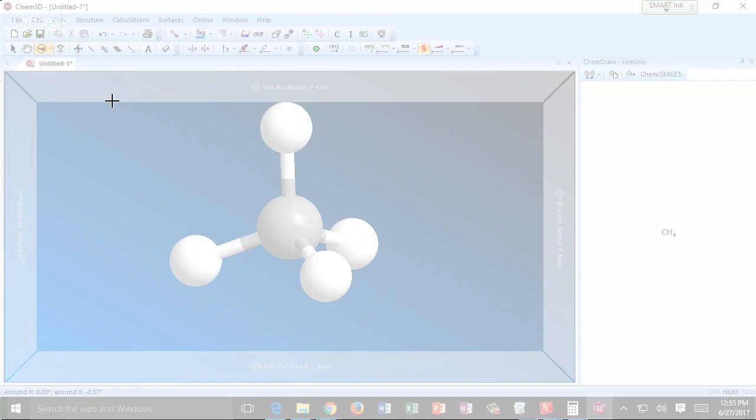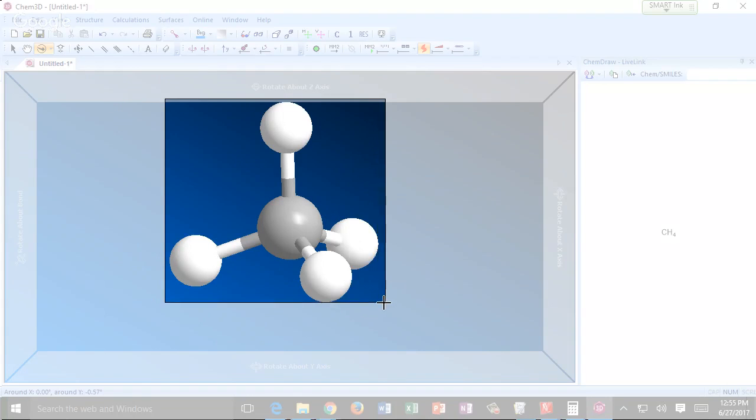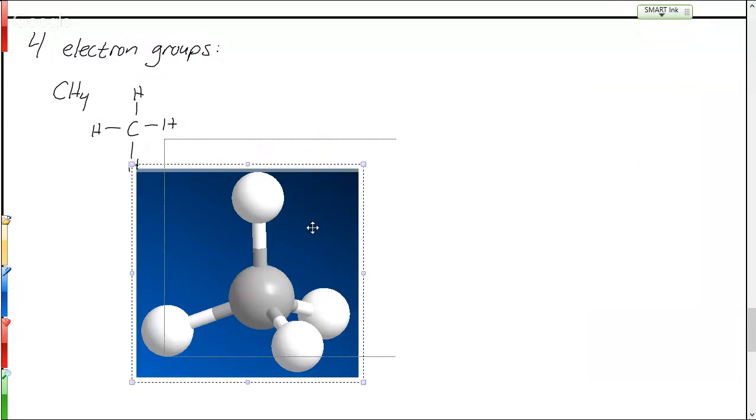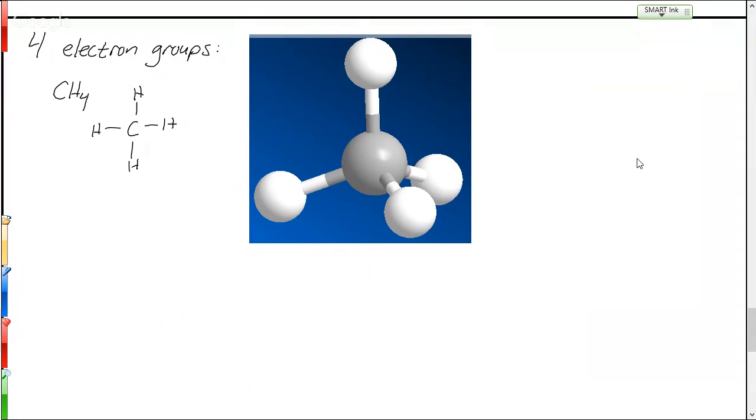I'll copy this to the notes. So this shape is called tetrahedral. And these bond angles are about 110, so greater than 90. Oh, you can't really see that, sorry. About 110 degrees.